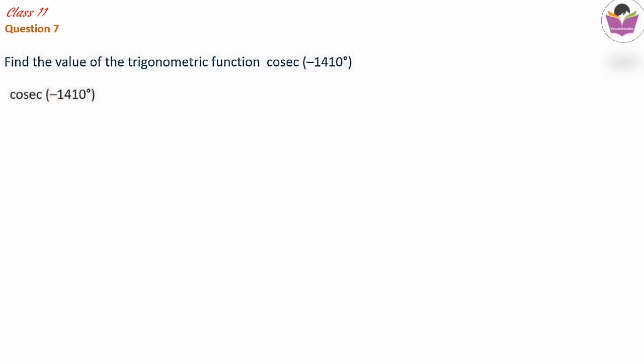For that, we have learned a formula. Sine of minus x is equal to minus sine x. We have learned the derivation also, how this formula comes. Actually, this is cosec. The reciprocal of sine is cosec. So the same effect will come for cosec also. Cosec of minus x is minus cosec x. Take this minus outside and keep it in the beginning. So this one we can write as minus cosec 1410 degree.